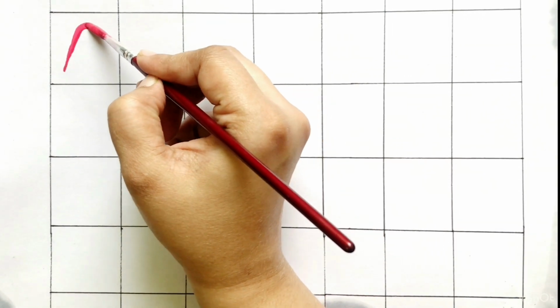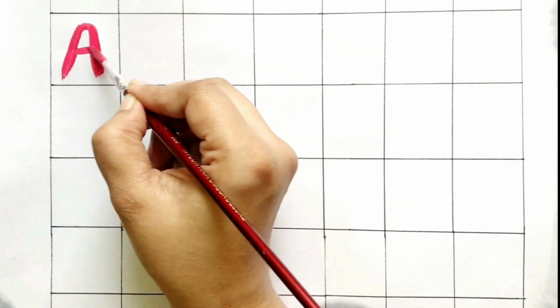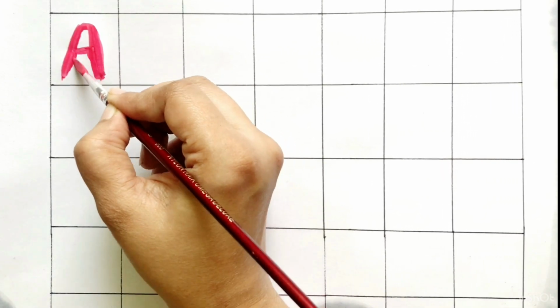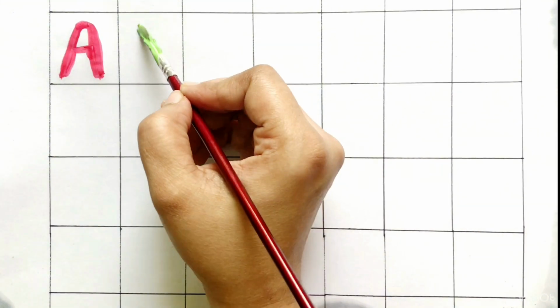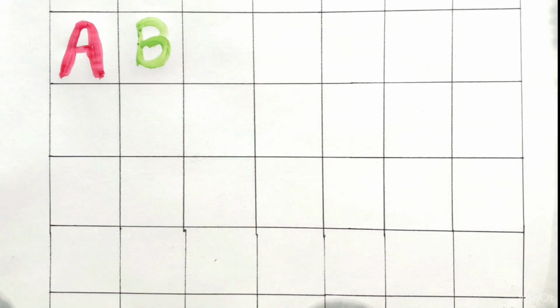Let's draw together in an easy way. This is a red color and I paint the A. This is a parrot color. I paint the B.